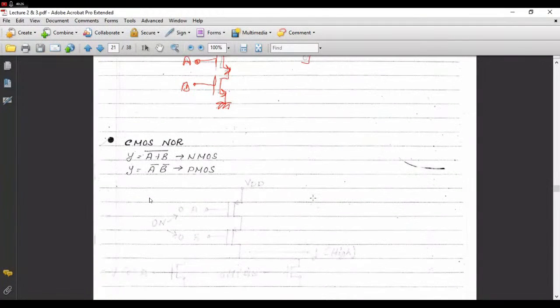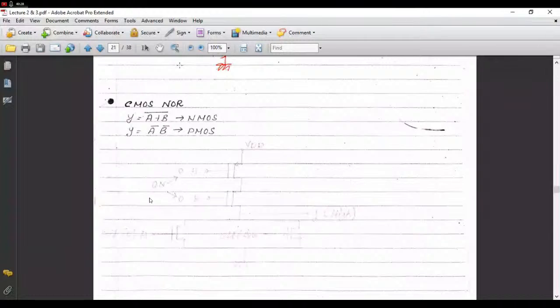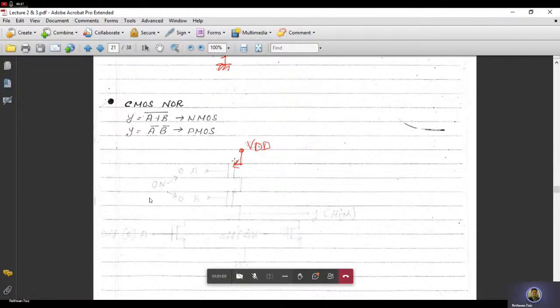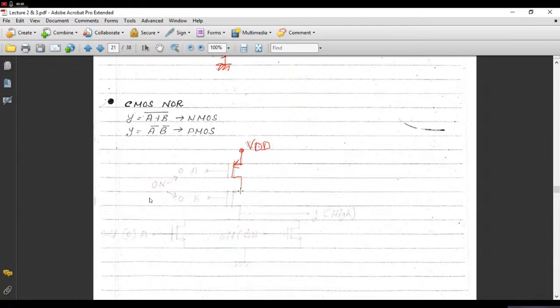And what about NOR? A plus B whole bar is the equation for the NMOS, and the equation for the PMOS after De Morgan's theorem is A bar dot B bar. So A bar dot B bar should be at the top, right? Because the PMOS equation should be at the top. And A bar dot B bar means both the inputs are connected in series.